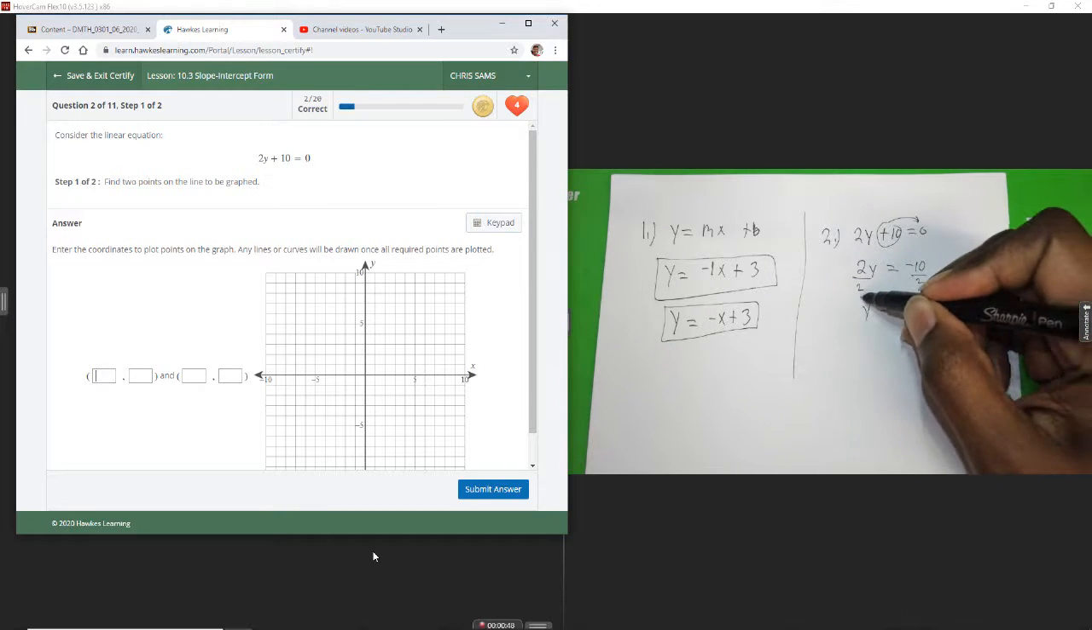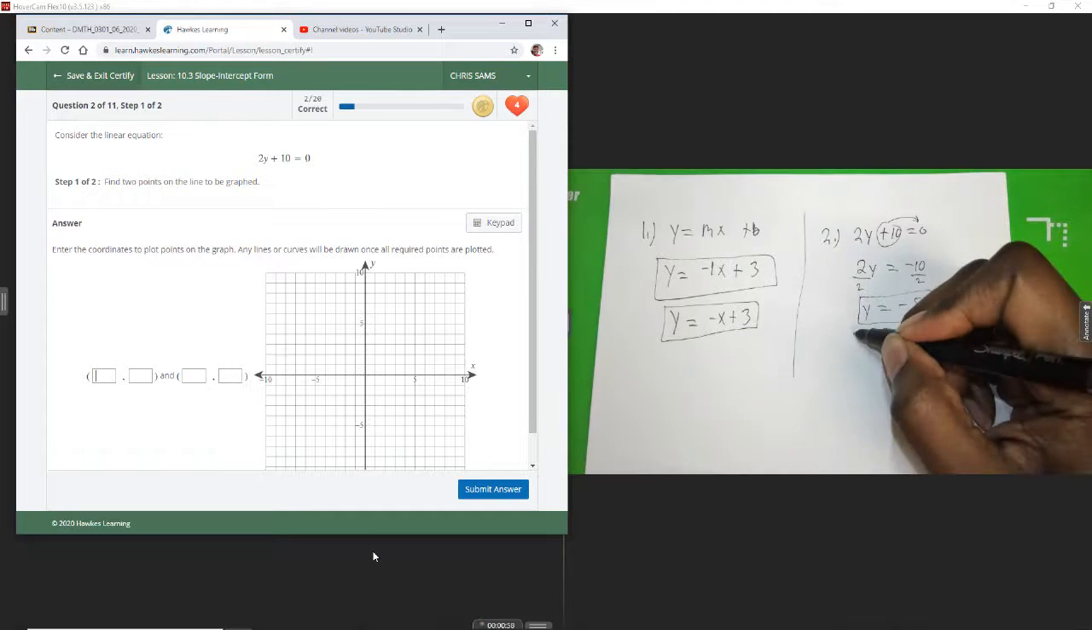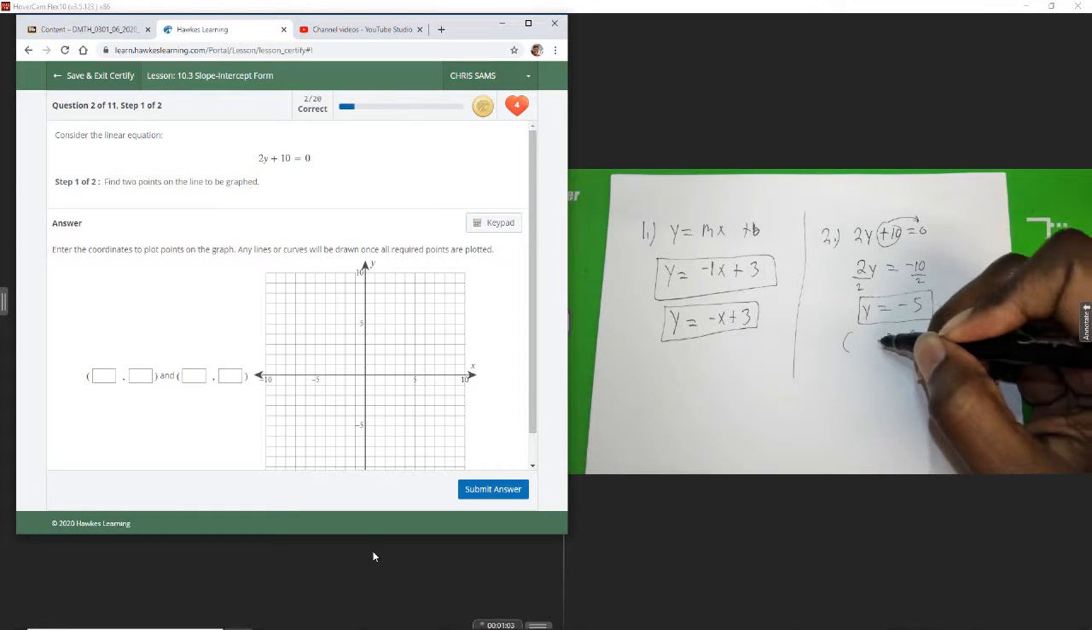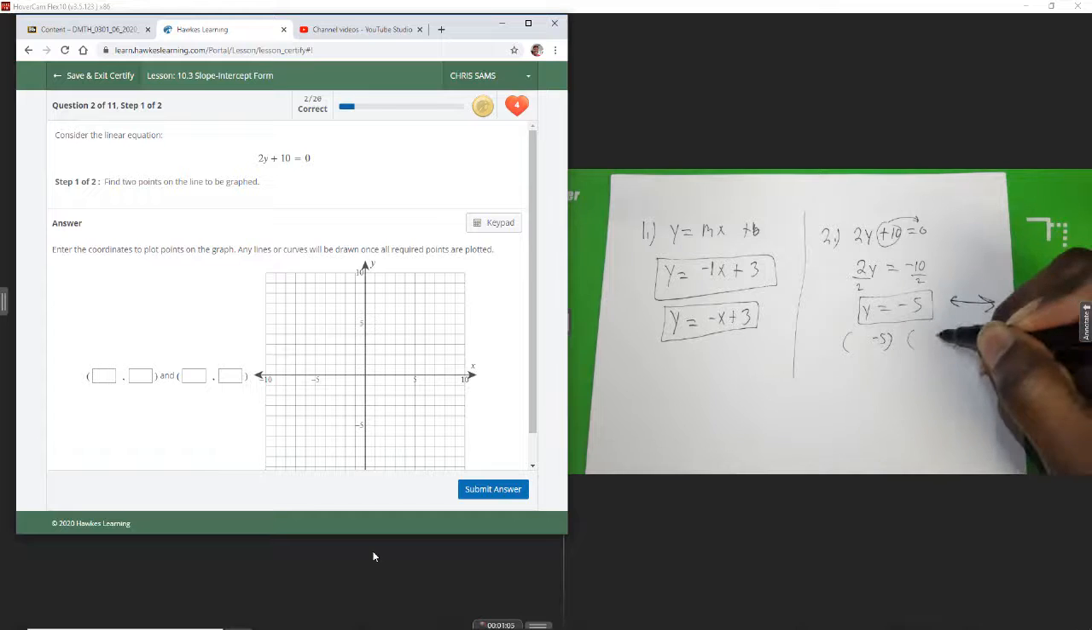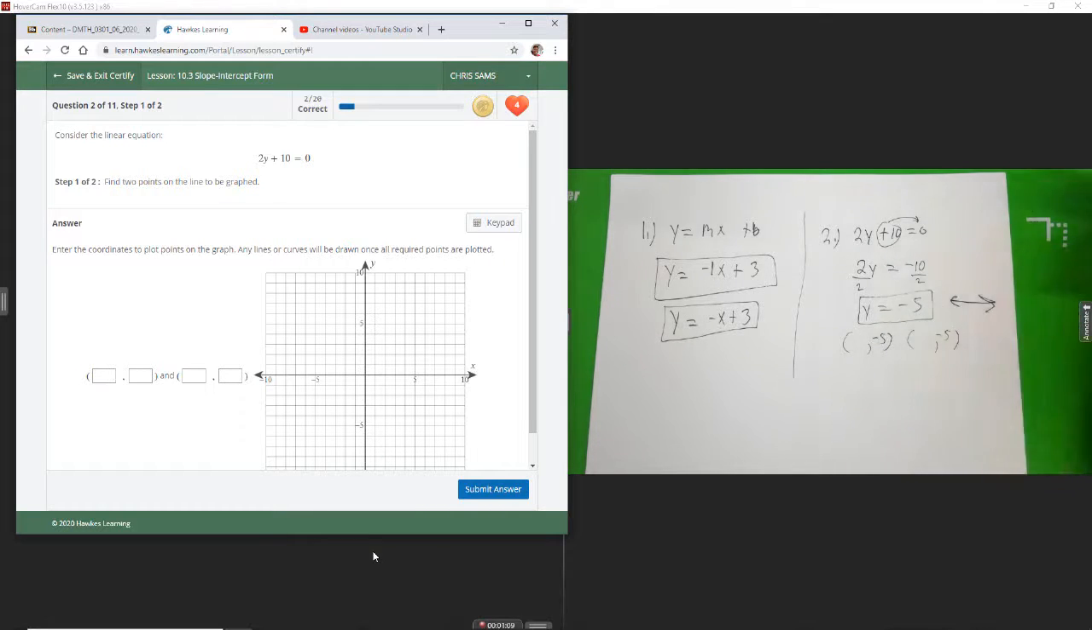Okay, so we have y equals negative 5, just a horizontal line. And it should be crossing at negative 5. So again, remember, we want to write 2 ordered pairs. It doesn't matter what x is. Namely, y has to be negative 5. That's the second coordinate. So we can put anything. Okay. Anything that we want.